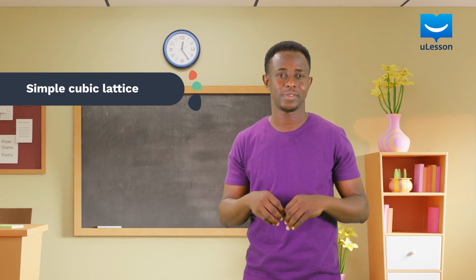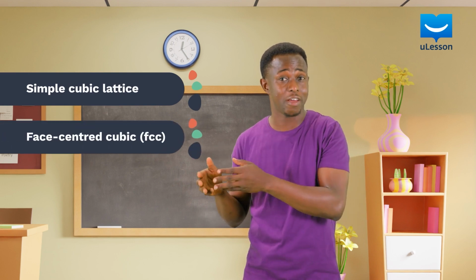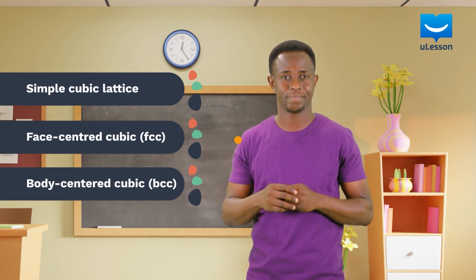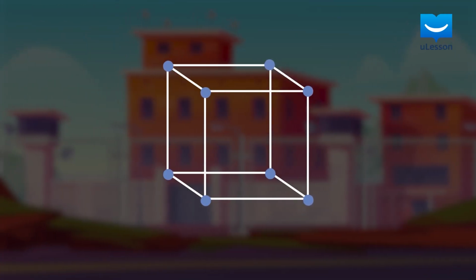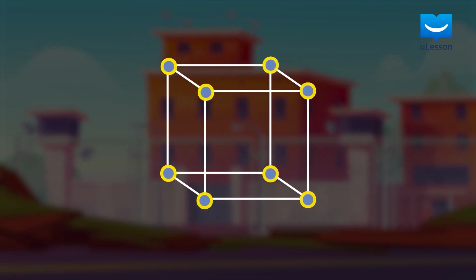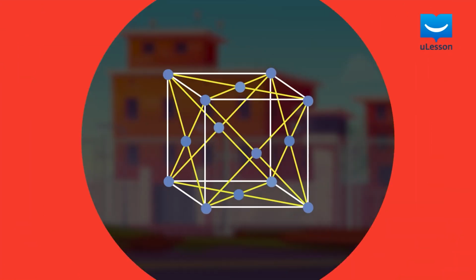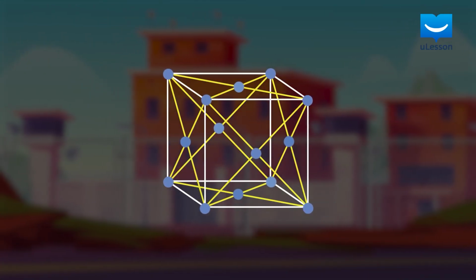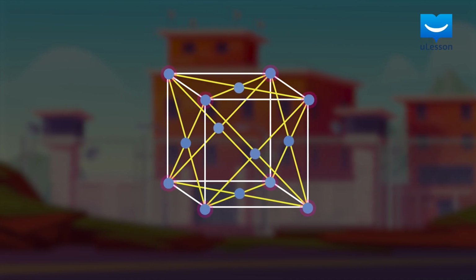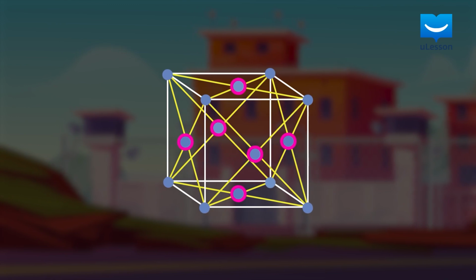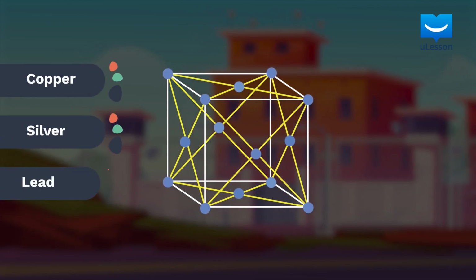The following are the basic types of crystal structures. We have the simple cubic lattice. We have the face-centered cubic, that's the FCC. And we have the body-centered cubic, the BCC. In a simple cubic lattice, the atoms are arranged at the corners of an imaginary cube, and an example is polonium. In the face-centered structures, the unit cell has identical particles at the corners and another particle at the center of each face. Examples are copper, silver, and lead.